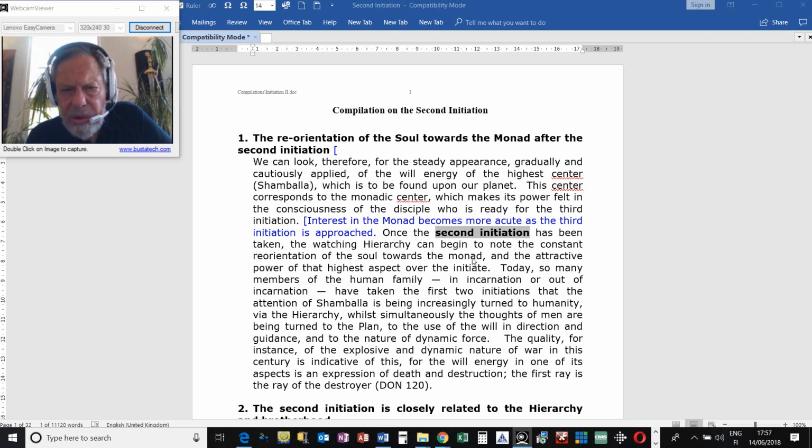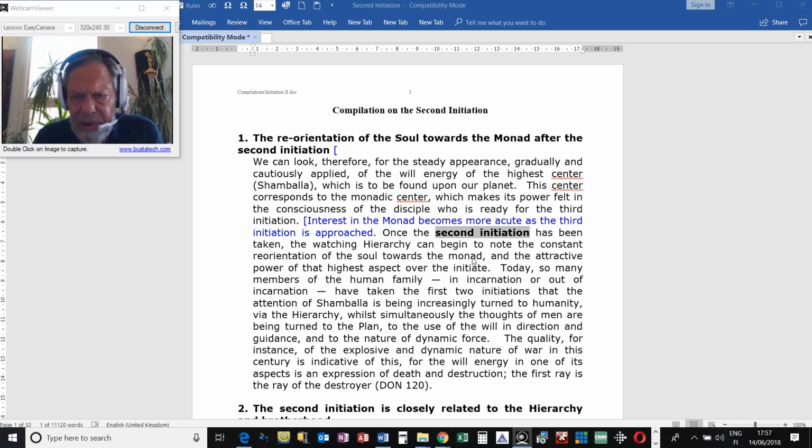And the soul in incarnation, which in a way is what we are here in these lower 18 subplanes, these lower worlds, begins to think about the monad and the attractive power of that highest aspect over the initiate. And so we have the initiate of the second degree becoming the initiate of the third degree, and the attractive magnetic power of the monad is being asserted. Remember that magnetism has very much of the first ray in it. DK has told us that it is a combination of the two rays in action, the first and the second.